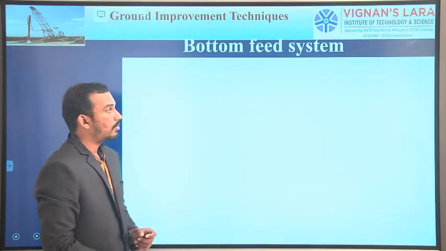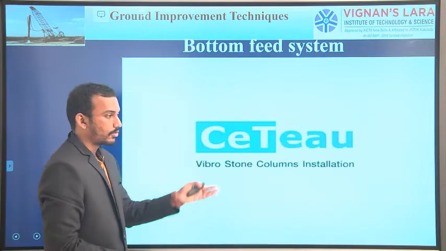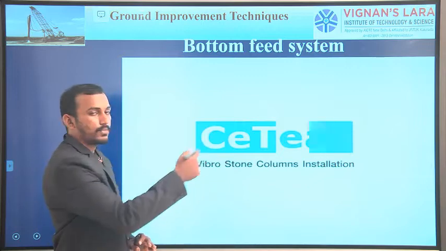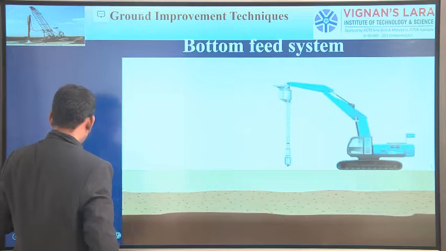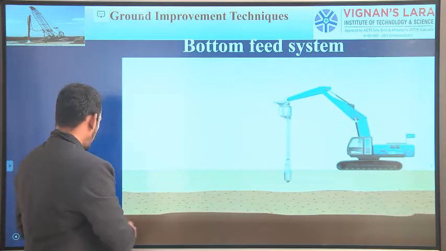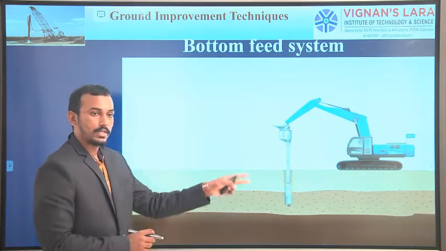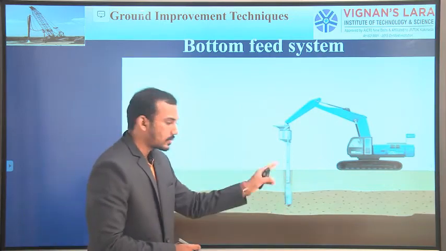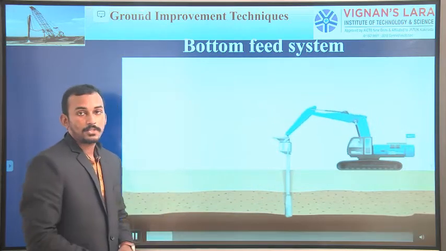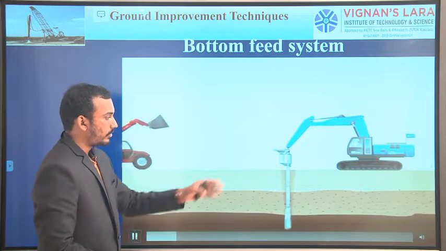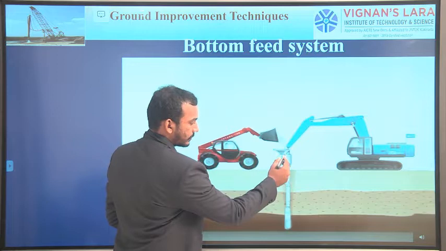The second one is the bottom feed system. In this method, we feed the stones from the bottom itself. We are not laying from the top. In this case, we do not require any jets. In the first one, we need jets to remove the soil in this location. But here, it is a dry top system. After we penetrate to the required depth, see the arrangement.